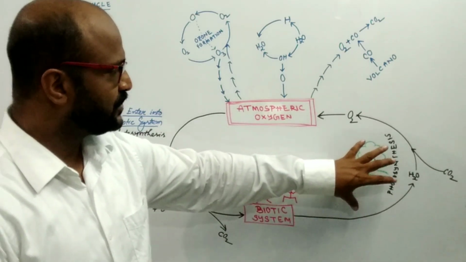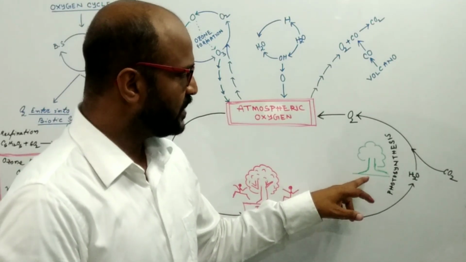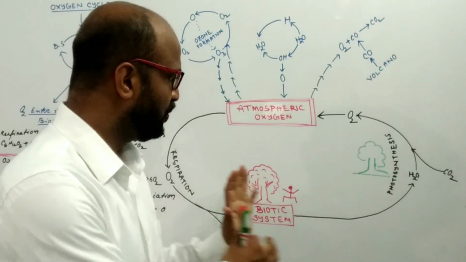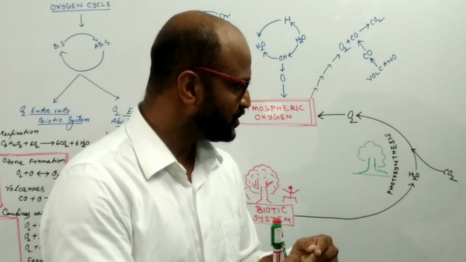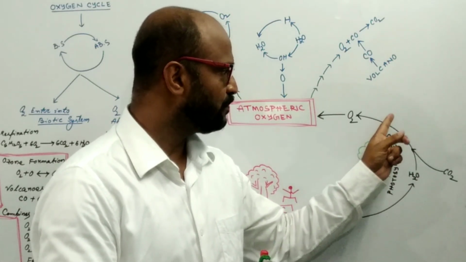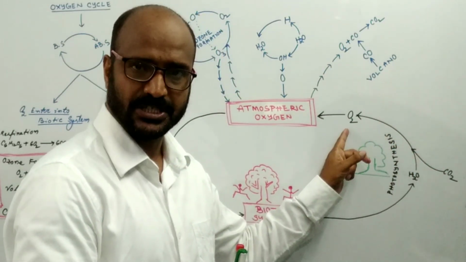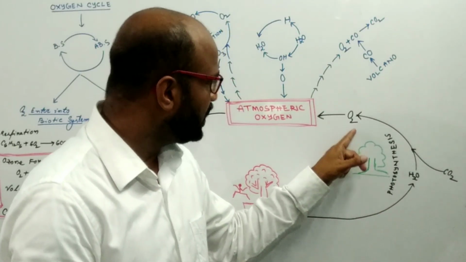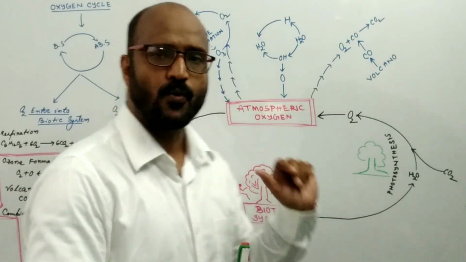Now the photosynthesis process, which takes place in green plants. What is the meaning of photosynthesis? It is the reversal of respiration. In photosynthesis, water and carbon dioxide combine to form carbohydrate food matter, releasing oxygen. So by photosynthesis, oxygen is released into the atmosphere, that is, into the abiotic system.